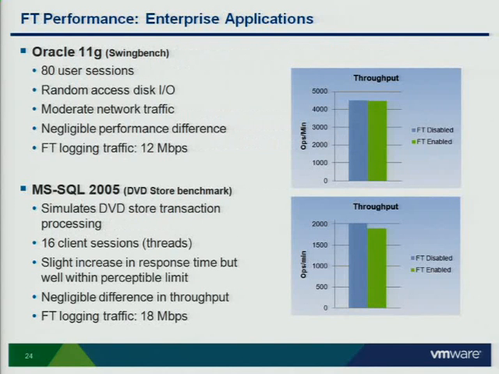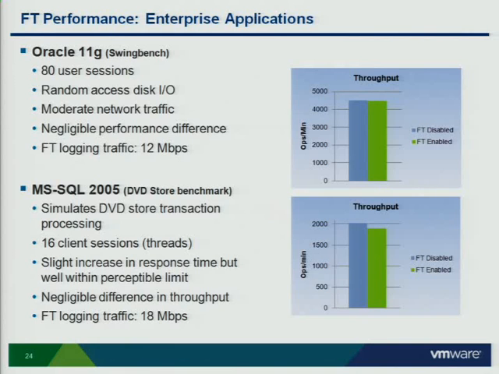All right, so let's talk about some example applications that we've tested FT on. Oracle and also SQL Server 2005. So with the Oracle 11G, we ran the Swingbench benchmark, and we had 80 user sessions with a lot of random disk I/O with moderate network traffic. And what we see is that with FT enabled and FT disabled, the blue bar here is FT disabled, and the green bar is FT enabled, you're seeing not much of a difference in throughput. So very small difference in throughput there in terms of operations per minute.